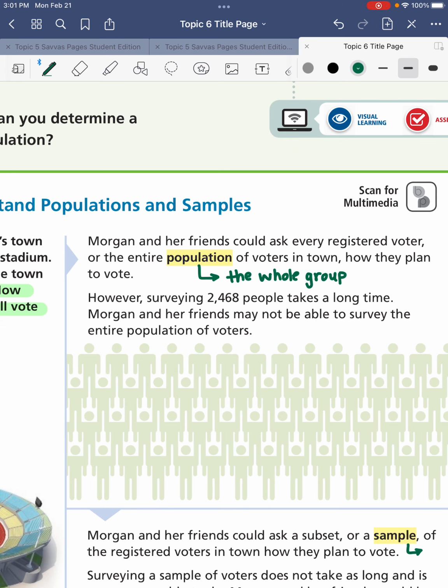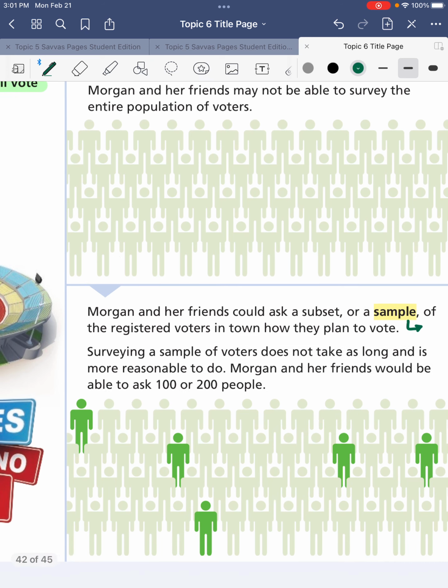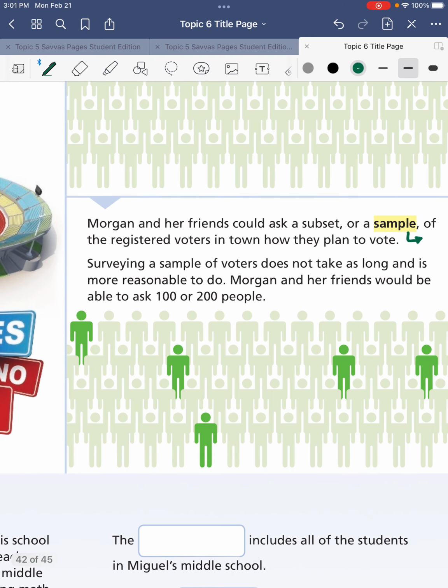Okay, but that might be a really time-consuming process. It says, however, surveying 2,468 people takes a long time. Morgan and her friends may not be able to survey the entire population of voters. So instead, they might survey a sample. Morgan and her friends could ask a subset or a sample of the registered voters in town how they plan to vote.